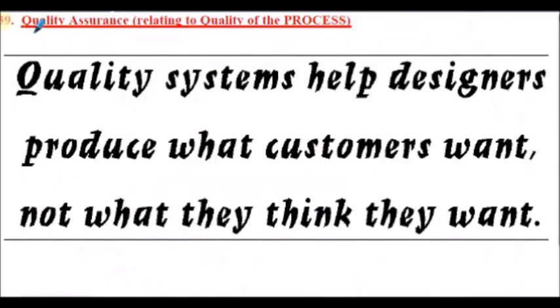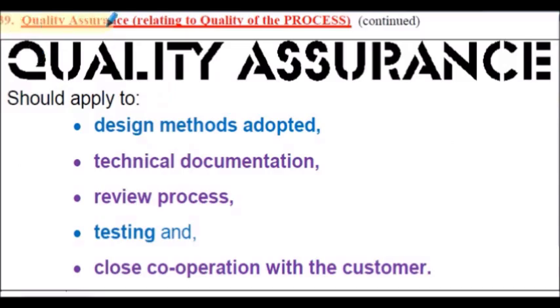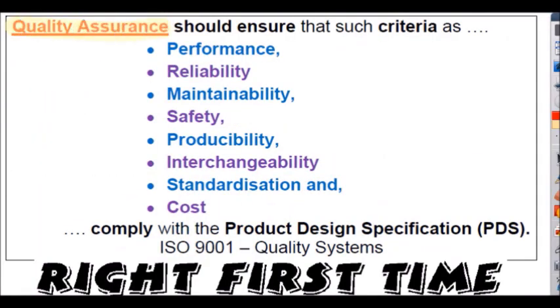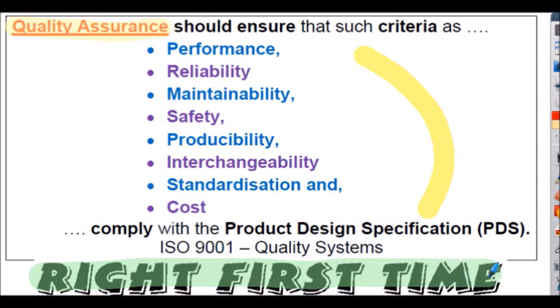Requirement 39 is actually quality assurance. I've termed that here the quality of the process involved. Quality assurance continued here. Quality assurance continued. Quality assurance. Here's some of the criteria. And hopefully the aim is for a right first time product.